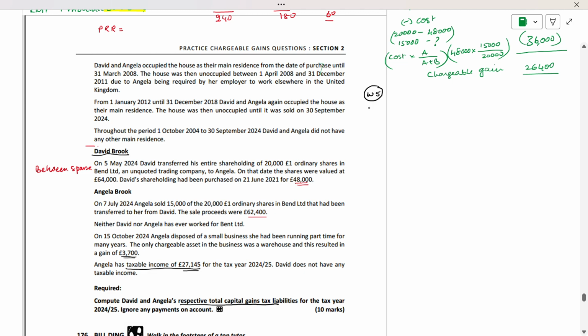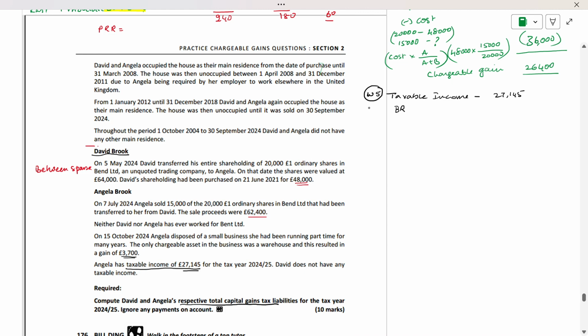So you will add all the chargeable gains which arise from the first one, second one, and the third one. And then you will minus the AEA. Okay, and then you will get the taxable amount. Now, taxable income is how much? 27,145. It is there. Yes, sir.